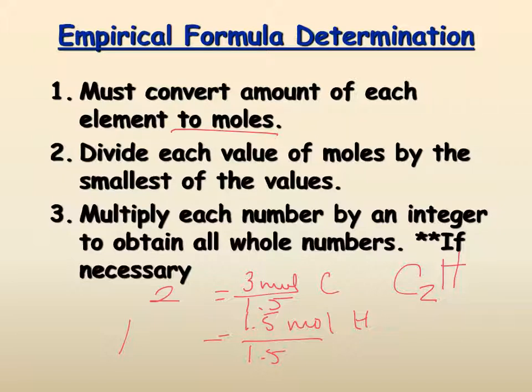Now, sometimes you might get different numbers, like an example we'll see later, where you end up with 2 and 1.5. Okay? And in that case, your formulas can't be written in halves. You can't have half a hydrogen. So then you'd have to multiply everything by 2 or some integer that makes everything whole. Okay? Let's do some examples, and this will make more sense.